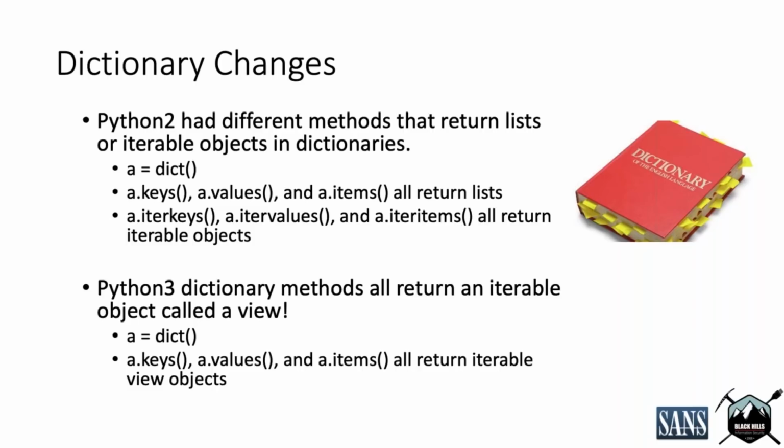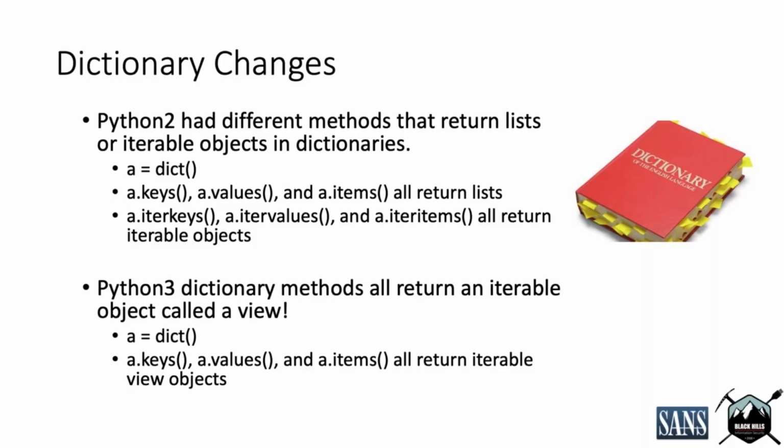So if we were to create a dictionary in Python, we can use a variable a equals dict or a equals open curly brace, close curly brace. There are a number of methods associated with dictionaries. The three that we're most familiar with are the methods a.keys, a.values, and a.items. In Python 2, all these three methods returned lists. And you can imagine if you had a really large dictionary in memory, creating a new list was also quite a memory intensive thing to do.